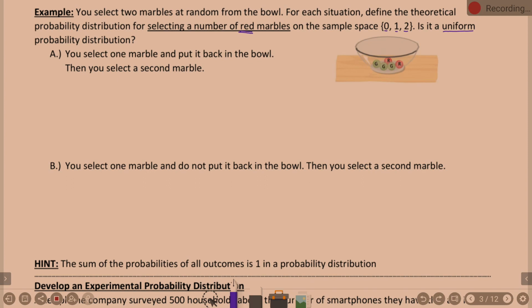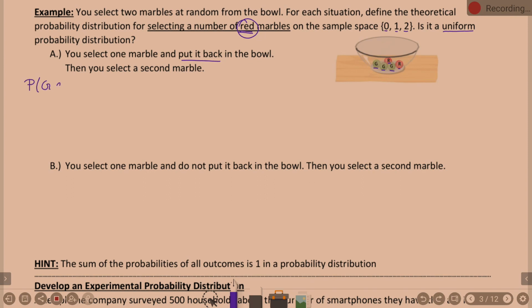So in A, the situation is you select 1 marble, put it back in the bowl, and then you select a second marble. And again, putting it back is important. Keep in mind, we're talking about the probability. Red is the one that we're going to be looking at in the end. So looking at all the possibilities. If you look over in our bowl, we have green marbles, we have red marbles. So when you're drawing a marble, your choices are you're getting red or green. So I'm just going to take us through all the different probabilities. Keep in mind it's 2 draws, so I'm going to start with getting 2 greens.